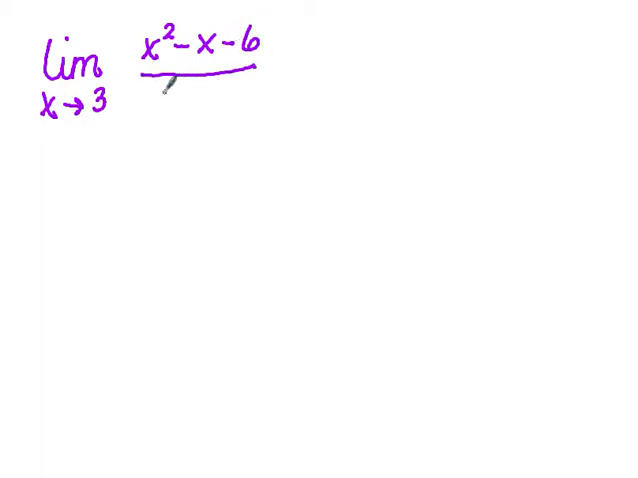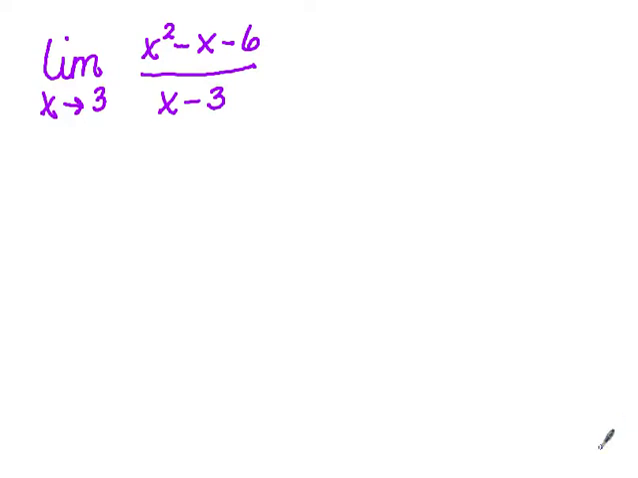Things we're going to do is jump right in with an example, because I think that would be the best way. If I gave you the following problem: the limit as x approaches 3 of x squared minus x minus 6 over x minus 3. If I gave you that problem, what would you do?